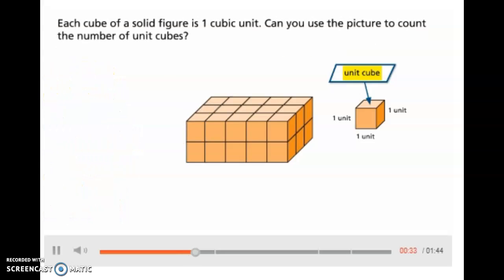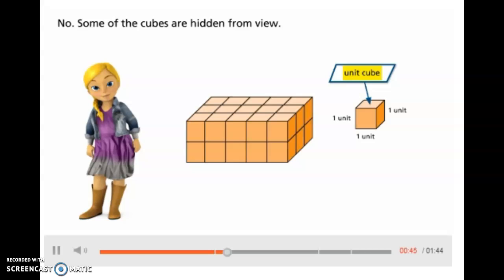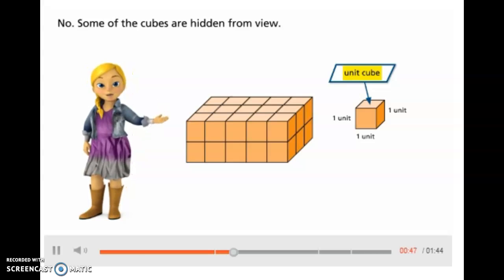Each cube of a solid figure is 1 cubic unit. Can you use the picture to count the number of unit cubes? No, some of the cubes are hidden from view. You can't see all the cubes in the bottom layer.